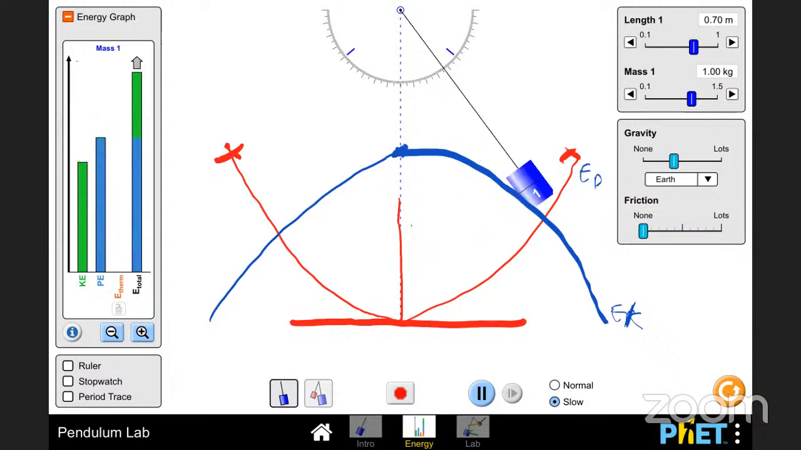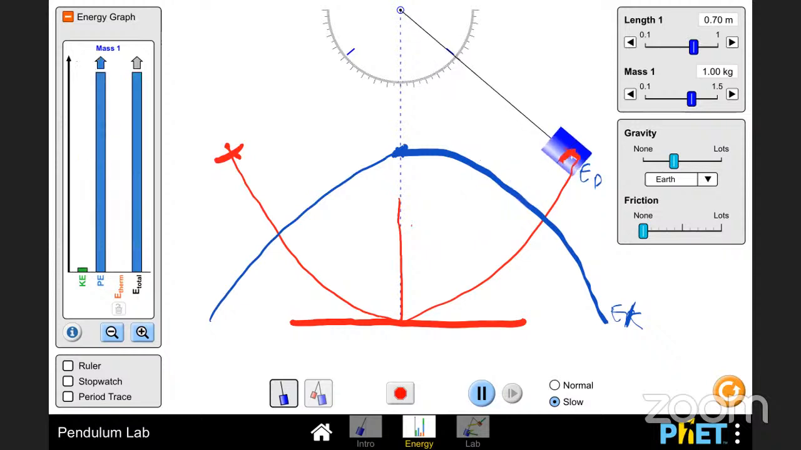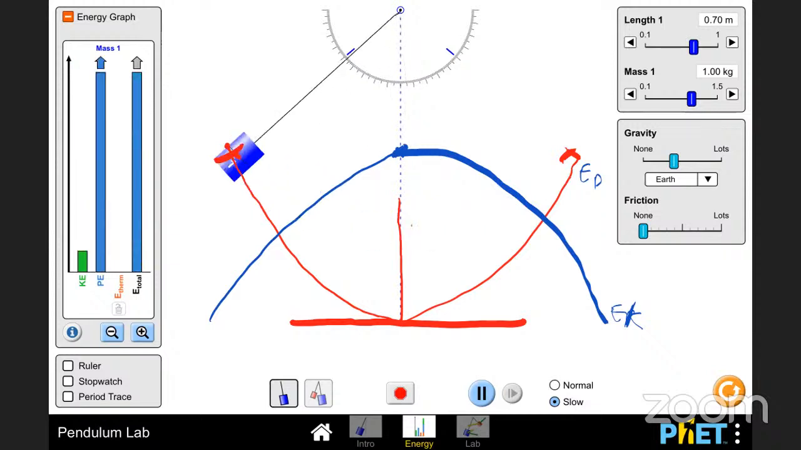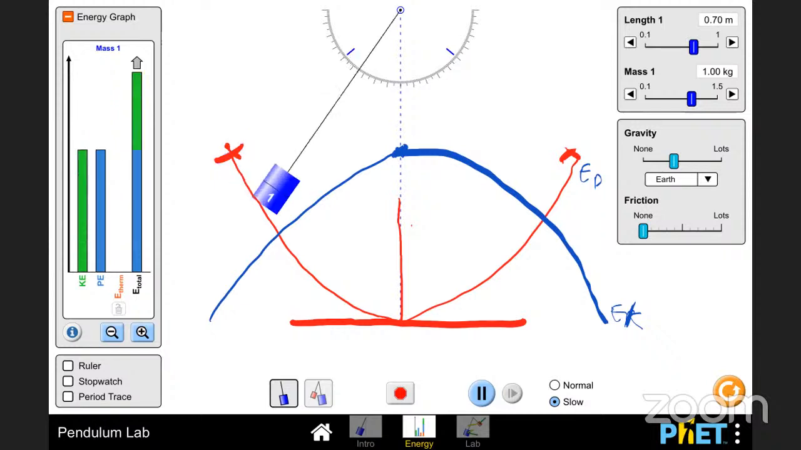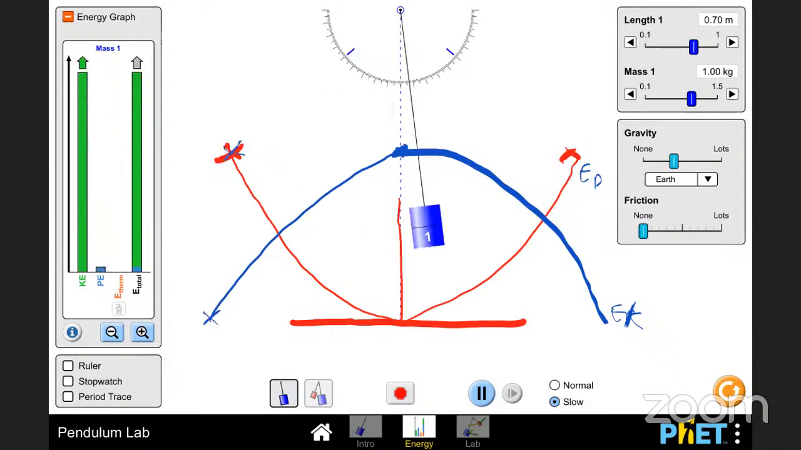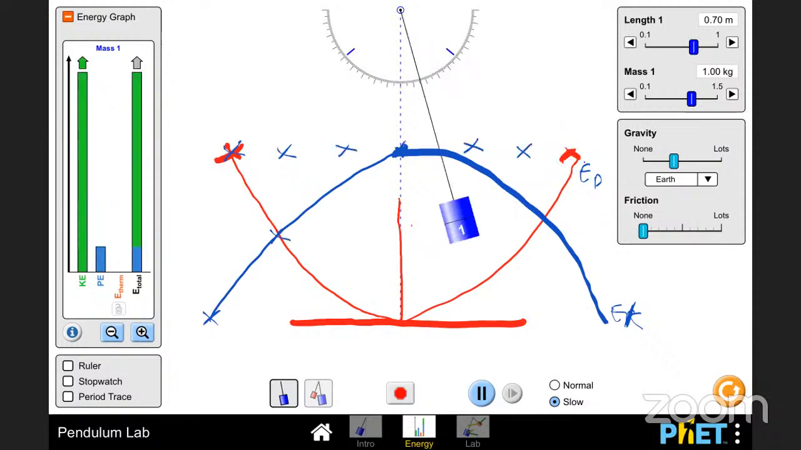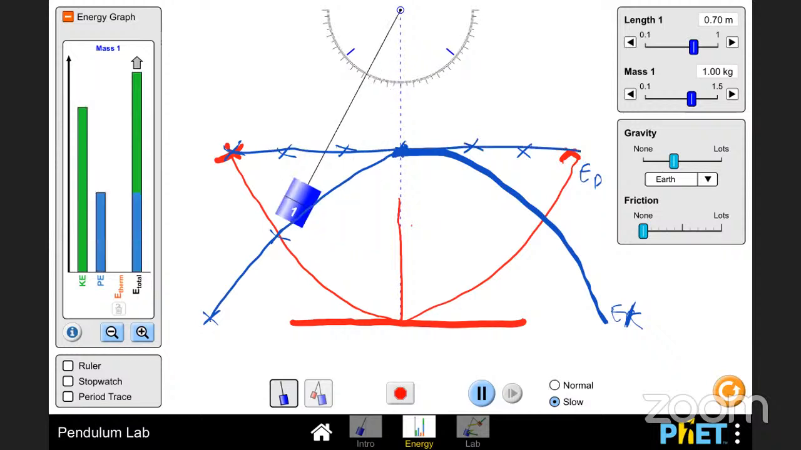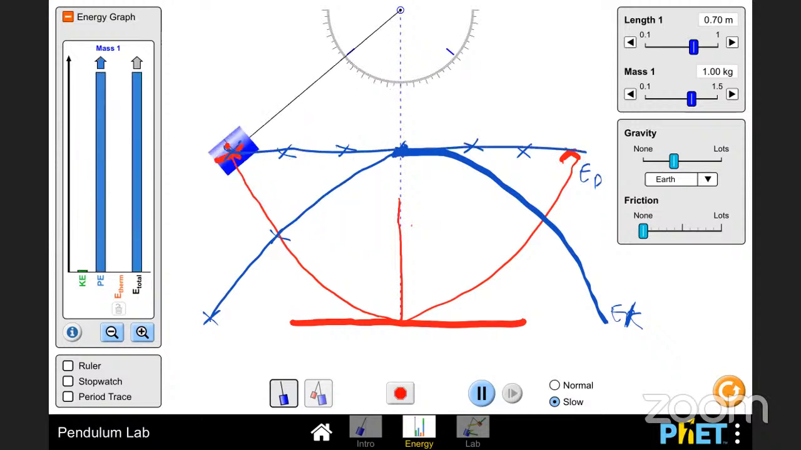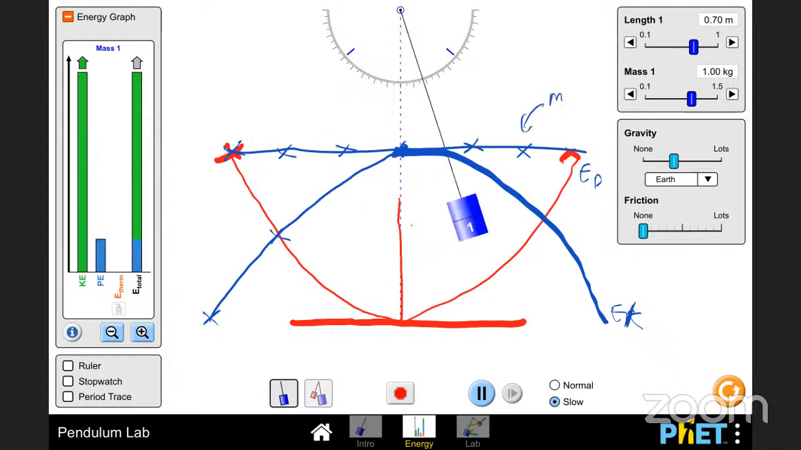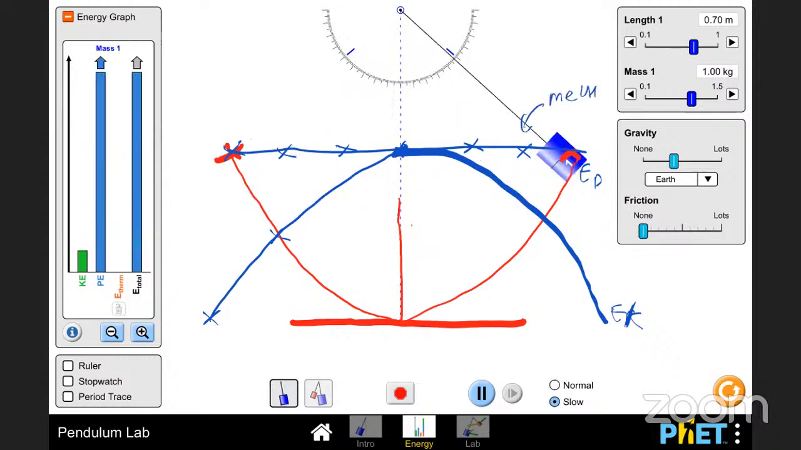Remember, you're summing the potential and kinetic across the graph. It'll be a constant, yes, a straight line. When you add up here and here, and here and here, you'll get this horizontal line. That horizontal line is your mechanical energy.